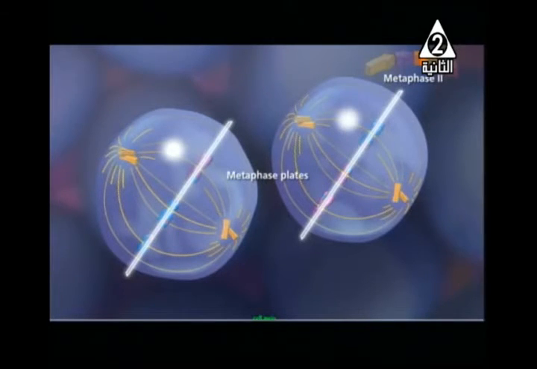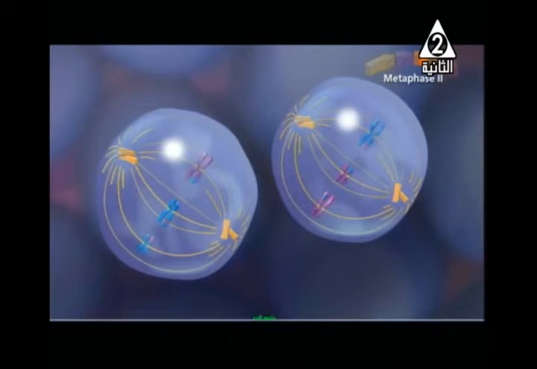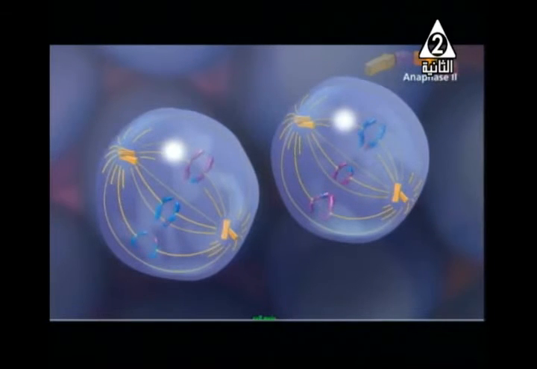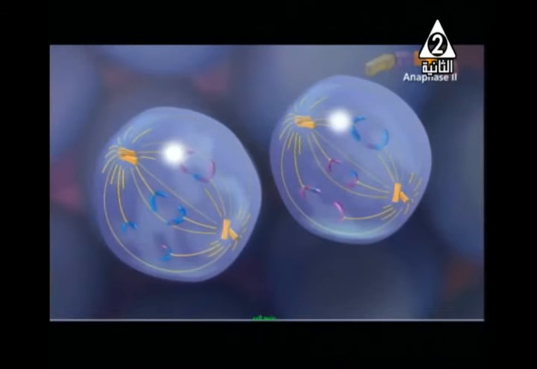In metaphase 2, the chromosomes are arranged at the equator of the cell, and the spindle fibers connect to the centromere of each chromosome. Then the cell transfers to anaphase 2.